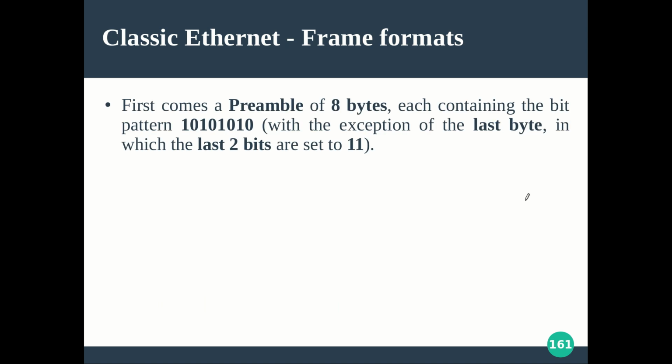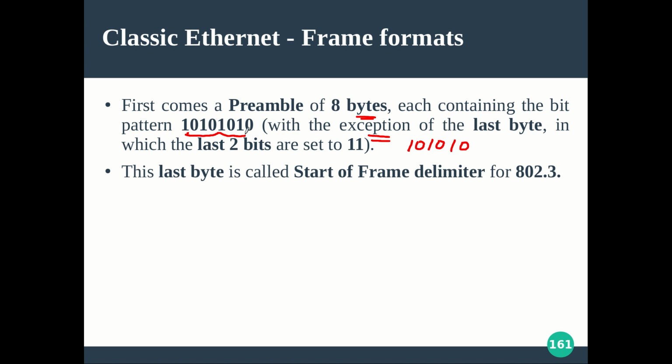In the classic Ethernet frame format, it starts with the preamble of 8 bytes, is what we see. Each byte contains an 8-bit pattern, so these bytes look like 10101010, then again another repetition of the same pattern, and like that continuously 7 bytes will be there. Now what about the 8th byte, the last byte? That has an exception, and it is like this. For the last byte, it looks like 101010, and the last 2 bits, instead of 10, are changed to 11.